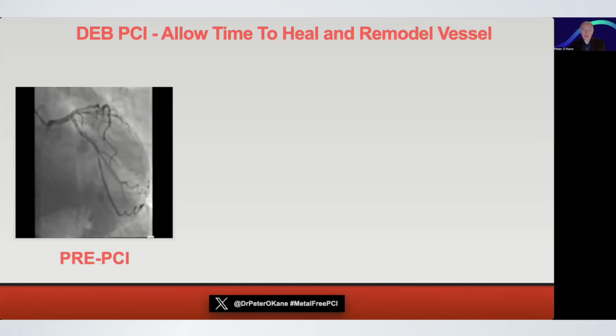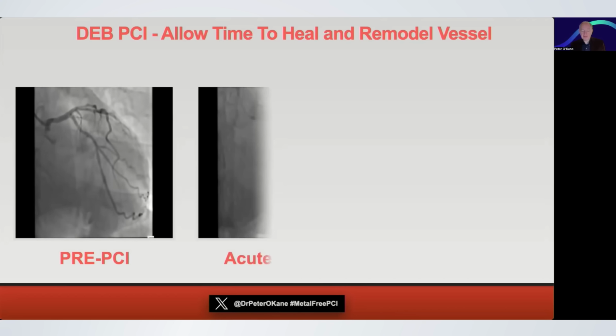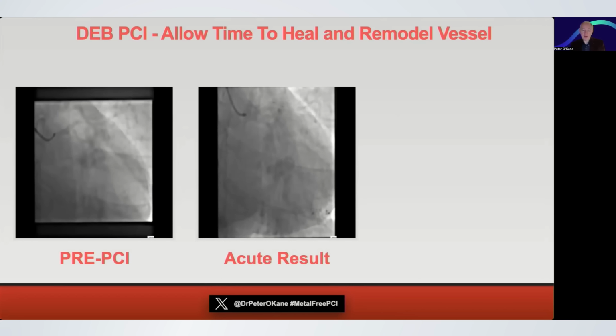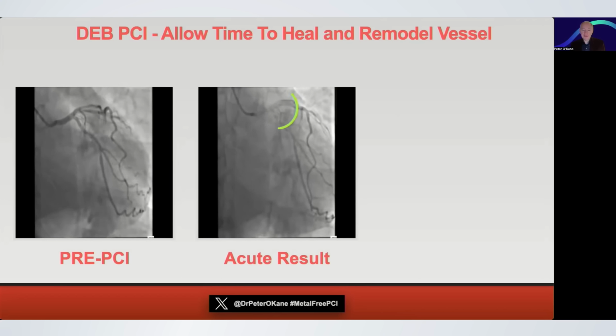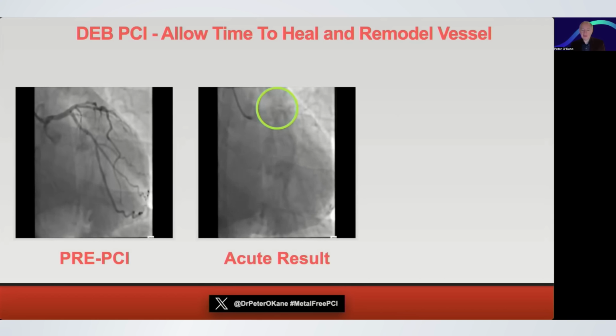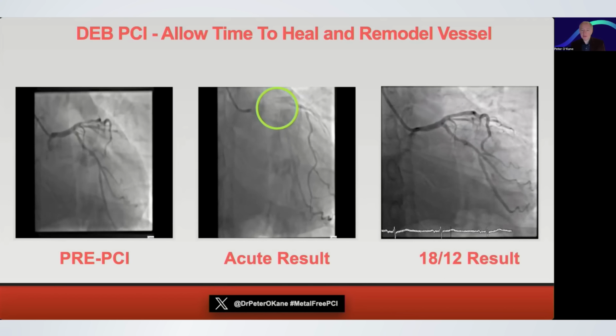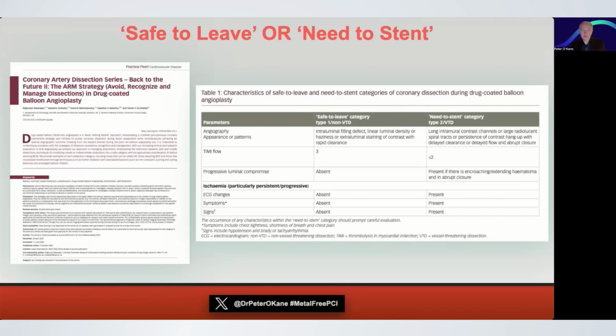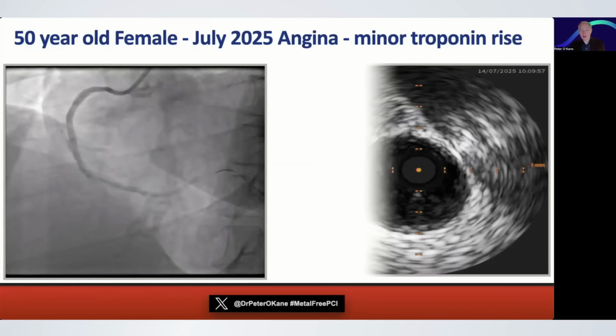Here, in this proximal LAD, after extensive lesion preparation, I end up with a dissection. You can see it looks more like a type C. But actually leaving this is not too bad. It does heal, and within 18 months, it looks perfect. So we don't have to cover these with a stent every single time. Simon's come up with this safe, leave, or need to stent classification, which I think is simpler and easier to use in everyday practice.